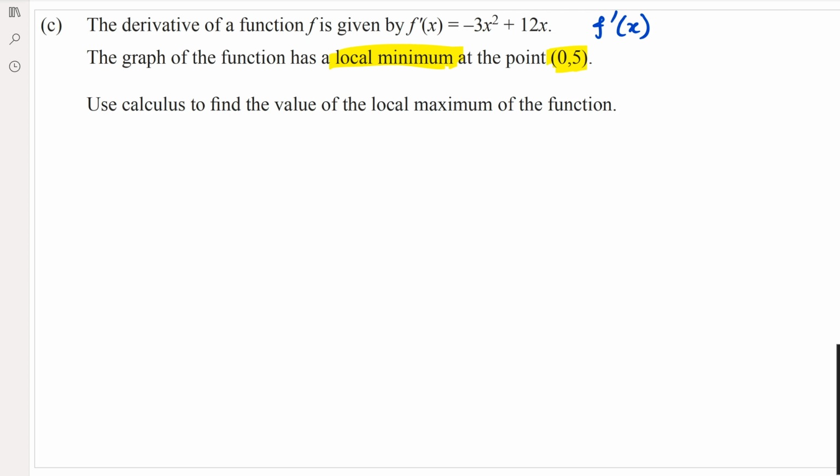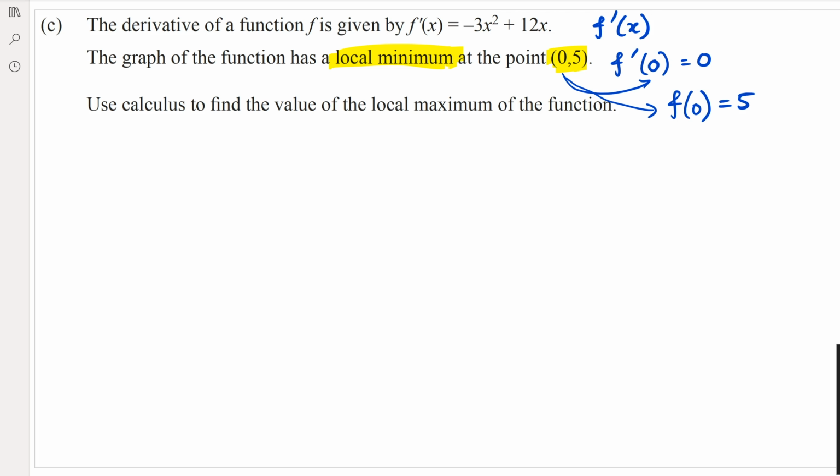What that means is, first off, local minimum means f dash, so the gradient, is equal to 0. Remember, when it's a local minimum or a maximum, the gradient is equal to 0. And in this case, the x value also happens to be 0. But there's one more clue given to us, which is this point (0, 5). So we can say f of 0 is equal to 5.